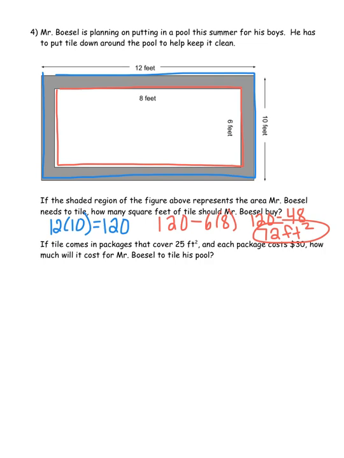Right. So if tile comes in packages that cover 25 square feet and each package costs $30, how much would it cost for Mr. Basil to tile his pool? Well, since they come in packages of 25 square feet, he's not going to be able to buy exactly 72, so we have to figure out how many times we have to buy it. So our closest multiple of 25 to 72 would be 75, which would be 3 packages. So he's going to have to buy 3 packages, each that costs $30. So Mr. Basil would end up needing to spend $90 to tile his pool.